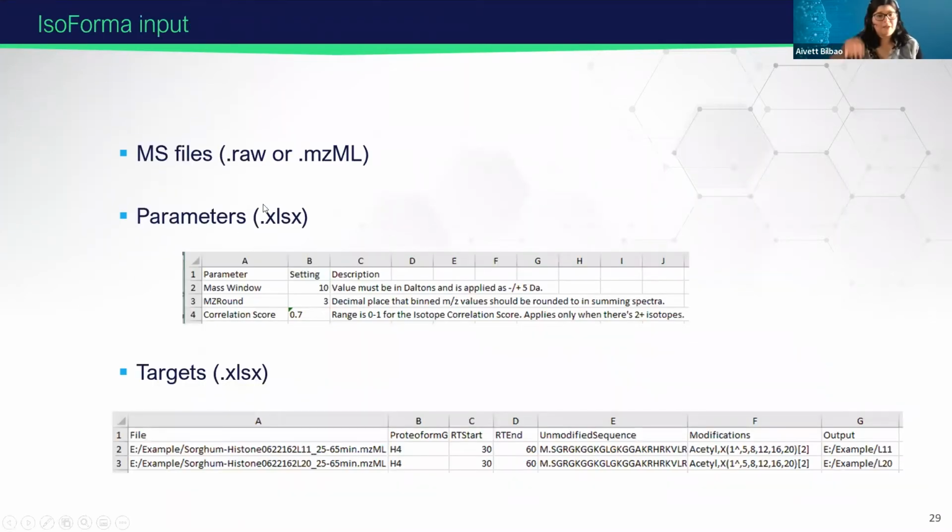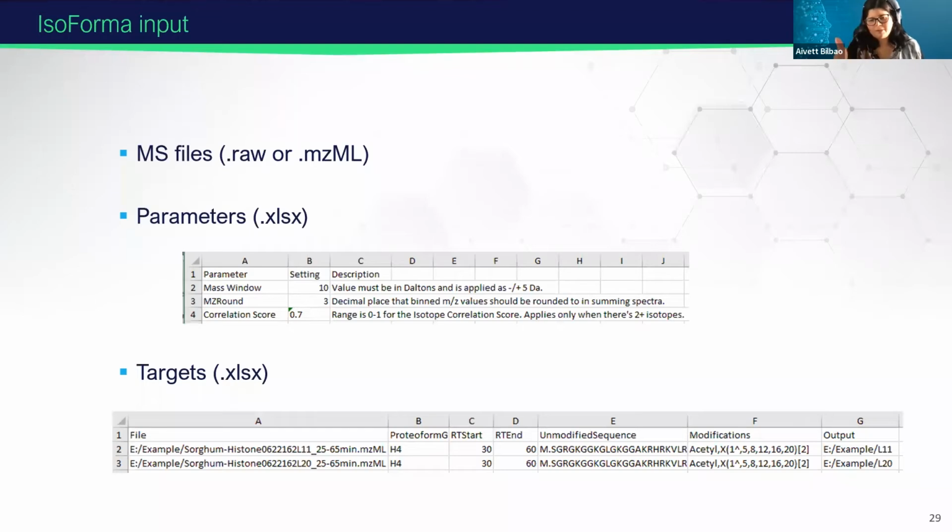The Isoforma input basically is these 3 items. First, of course, we need the mass spec data. We define a parameters file where the user can set the mass tolerance, the correlation score filters, and so on. And finally, we have the list of targets where the user can specify what are the files that they want to be processed.